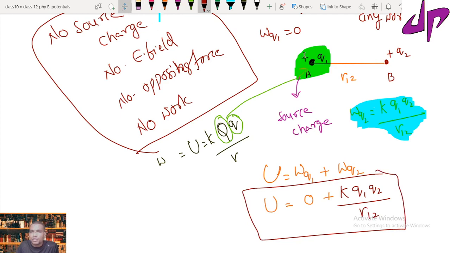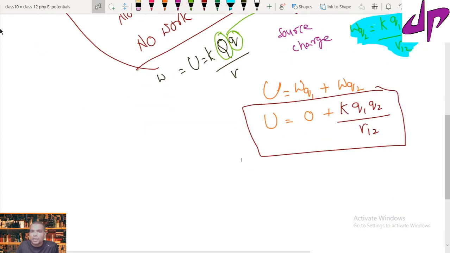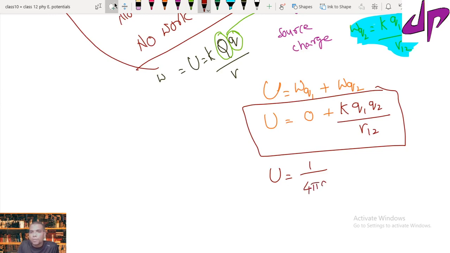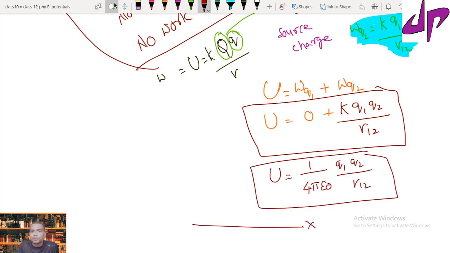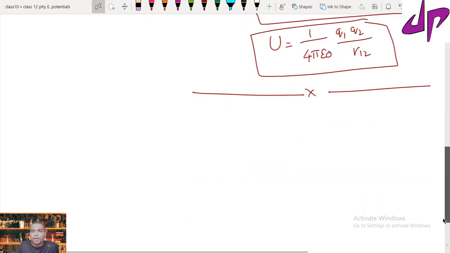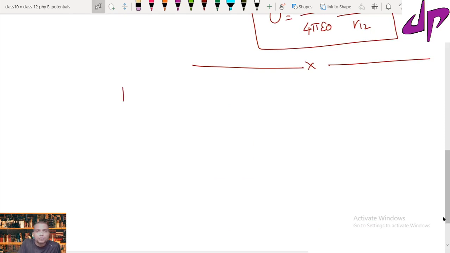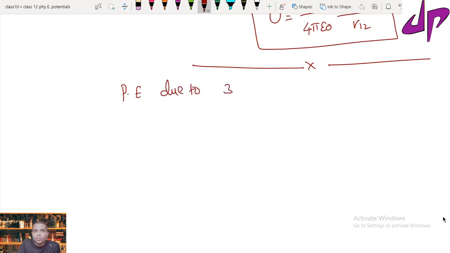So the total potential energy is nothing but K q1 q2 upon r12. If you replace that with Coulomb's constant, this changes to 1 over 4 pi epsilon naught q1 q2 by r12. So this is the potential energy due to 2-point charges. Let me take the potential energy due to 3-point charges.